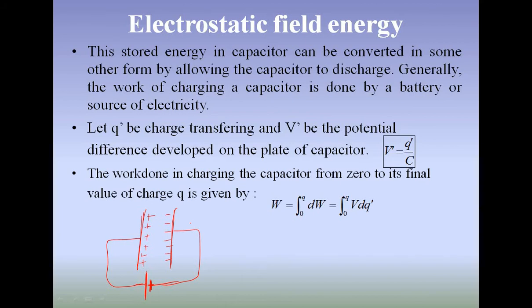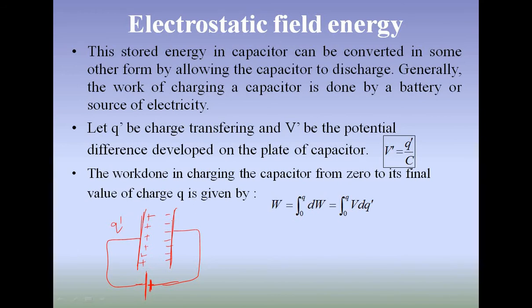And hence you can say that whenever there is some potential difference, if you want to deliver some charge from one plate to another, suppose this battery delivers some charge, say Q dash, okay, from this plate to the other plate. In this case, since there is some potential between them, there will be some work done in transferring this charge, and this work done will be stored in the form of electrostatic field energy. So this stored energy you can convert into some other form by allowing the capacitor to discharge.